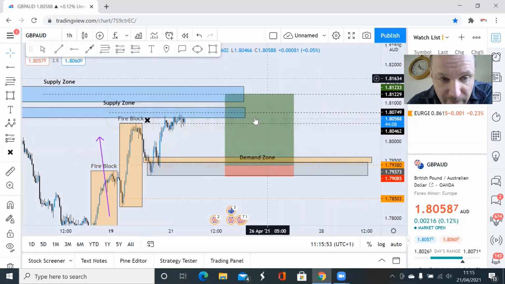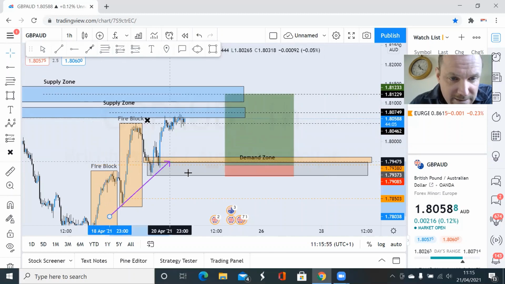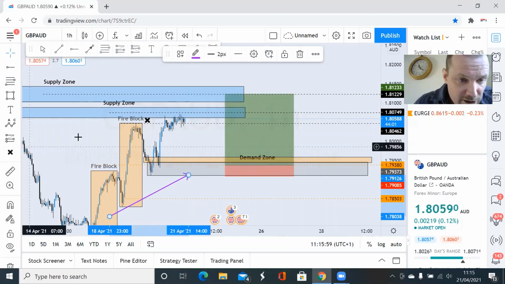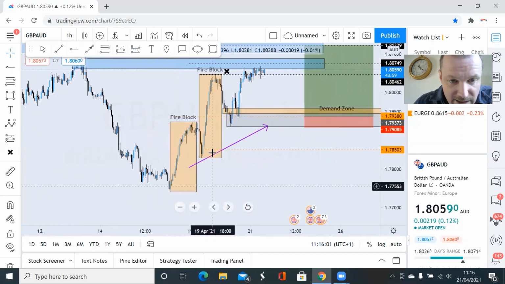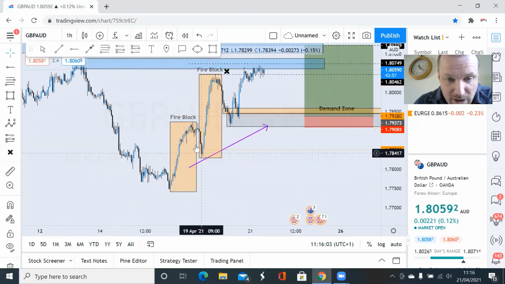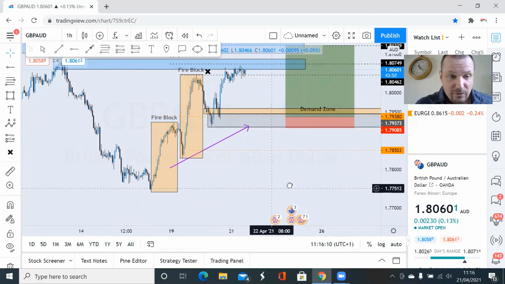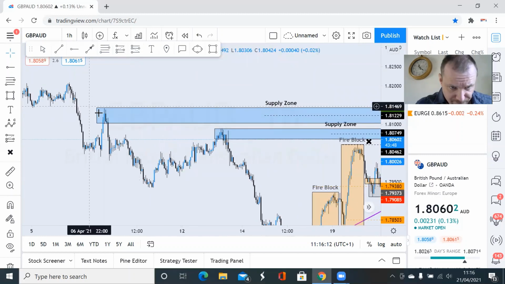So hopefully this might have a couple of light bulb moments with you guys on using these areas on the ABCs as a fire block and halving your zone off, waiting for your retracement coming back in. Obviously your order blocks as well, using them as a supply zone.